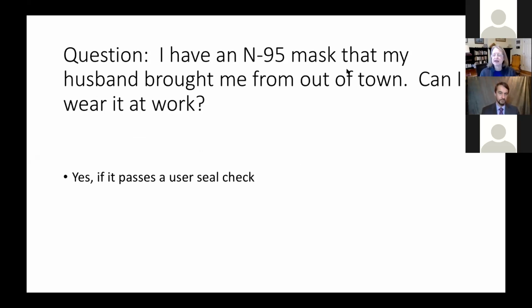Somebody mentioned having a respirator that their husband brought from out of town. And the question was, can they wear it to work? I asked Gavin about this because he's worked in many practical situations, and his instant response was yes, if it passes a user seal check. I think this is one of many questions that can come up about how to address possible shortages.